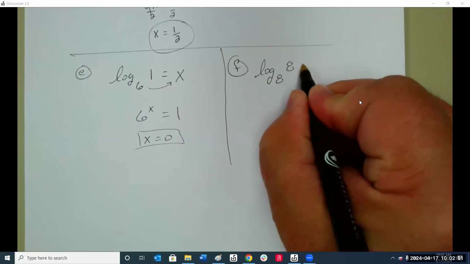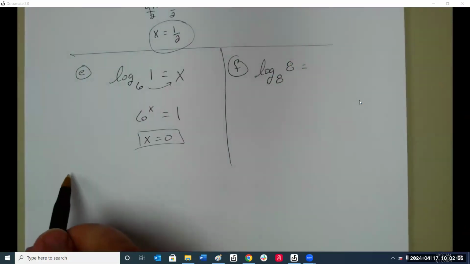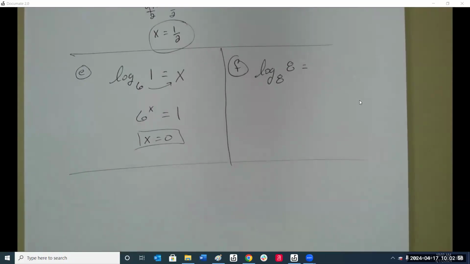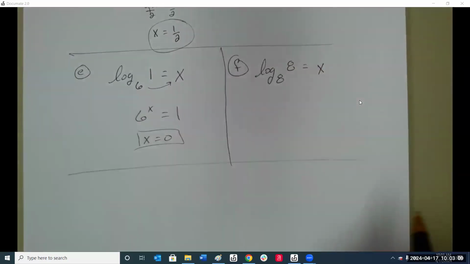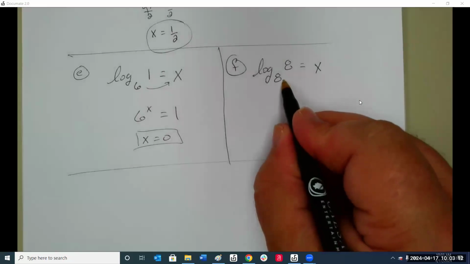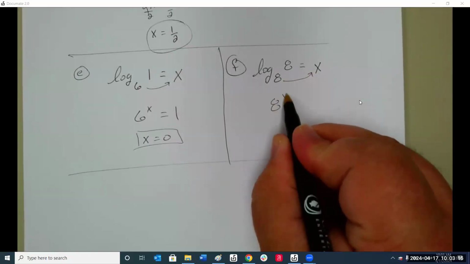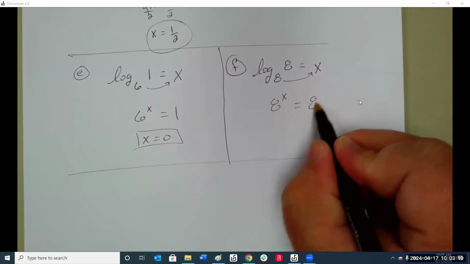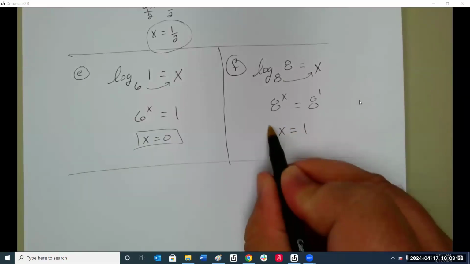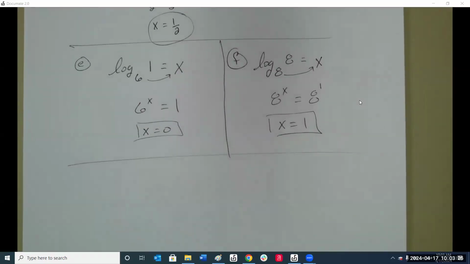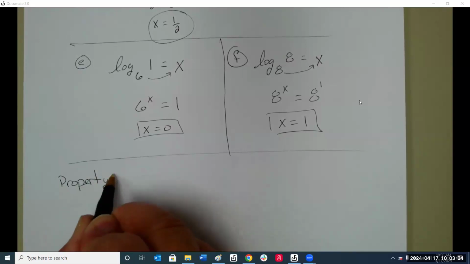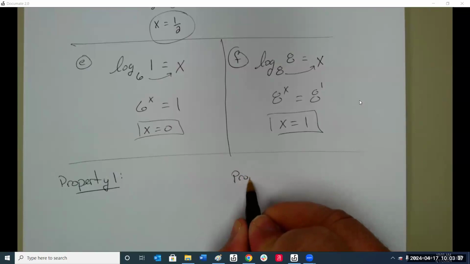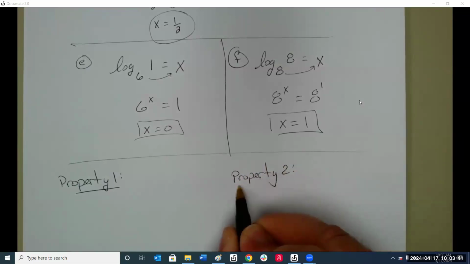Log base 8 of 8 equals what? Since it equals some number x, 8 pushes up the x and drops. So 8 to the power 1, so x is equal to 1. Which brings us to our first two properties: property 1 and property 2.